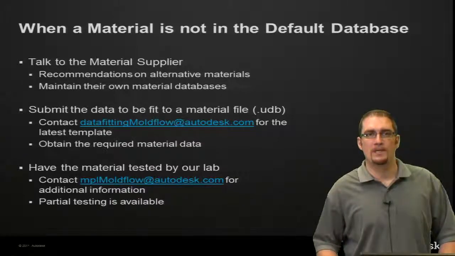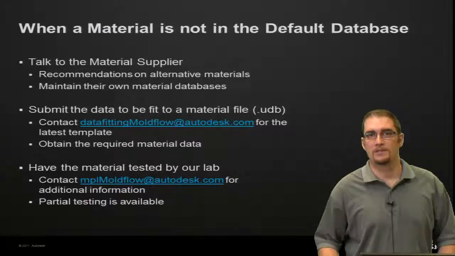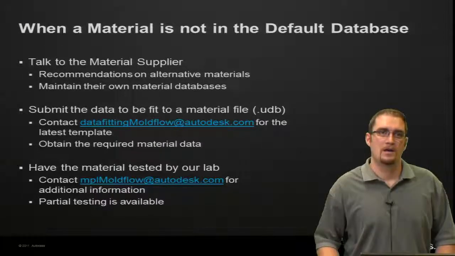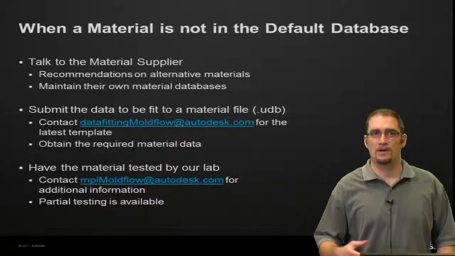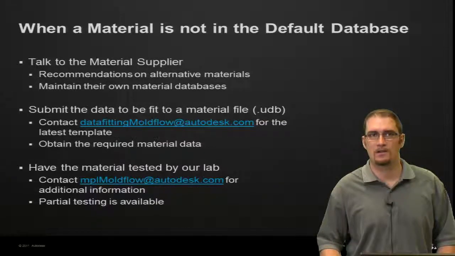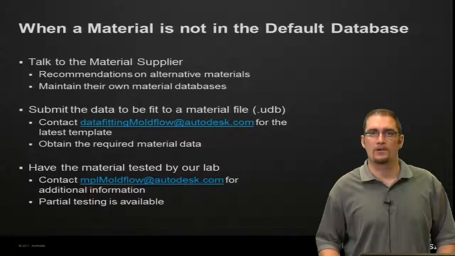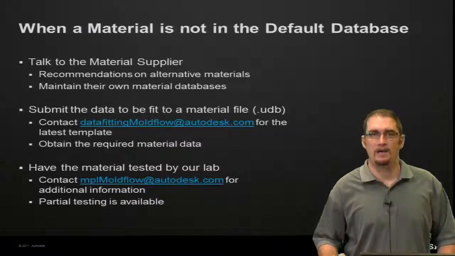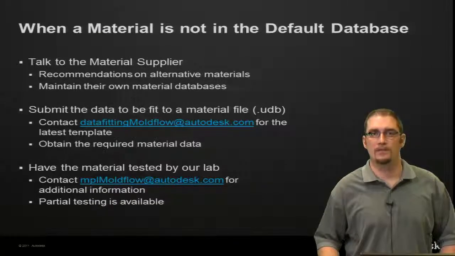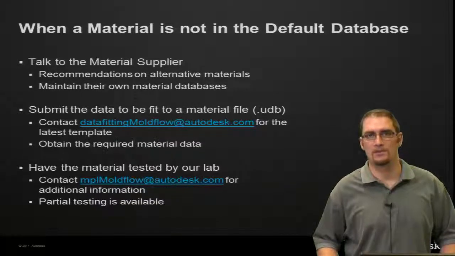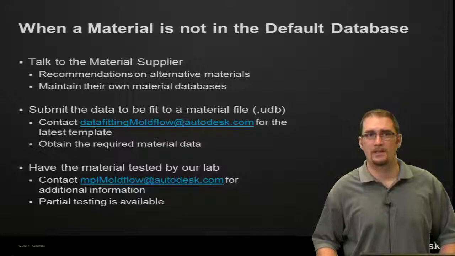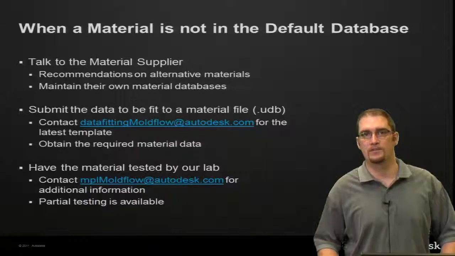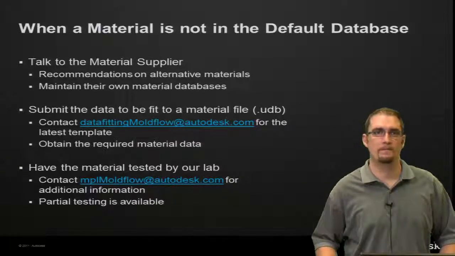The second option would be to submit the material to our data fitting department so that they can create this UDB file for you. For additional information on that, you can contact them at datafittingmoldflow@autodesk.com. But the general workflow in this case would be they give you an Excel sheet template that would have the material data that's required to create this UDB file. Once you have all that data, then you can send it in to them and they'll fit the material file for you so you can use it in the software.